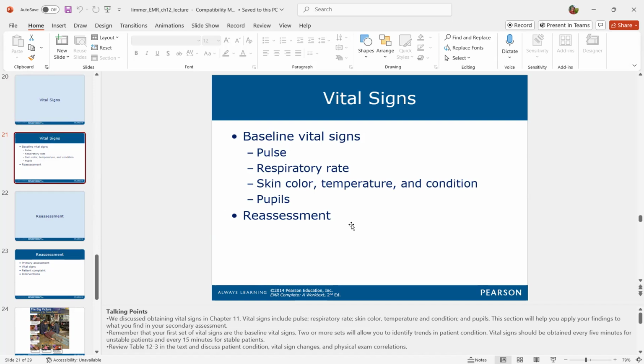When we do reassessment, we either have stable patients or unstable patients. If we have a stable patient, they're doing good, we're just watching them, monitoring them. We can take their vital signs about every 15 minutes. If we have somebody that is unstable, we're not really sure what's going on with them, we're thinking that they need to get to the hospital, we're going to take their vital signs and do reassessment every 5 minutes.